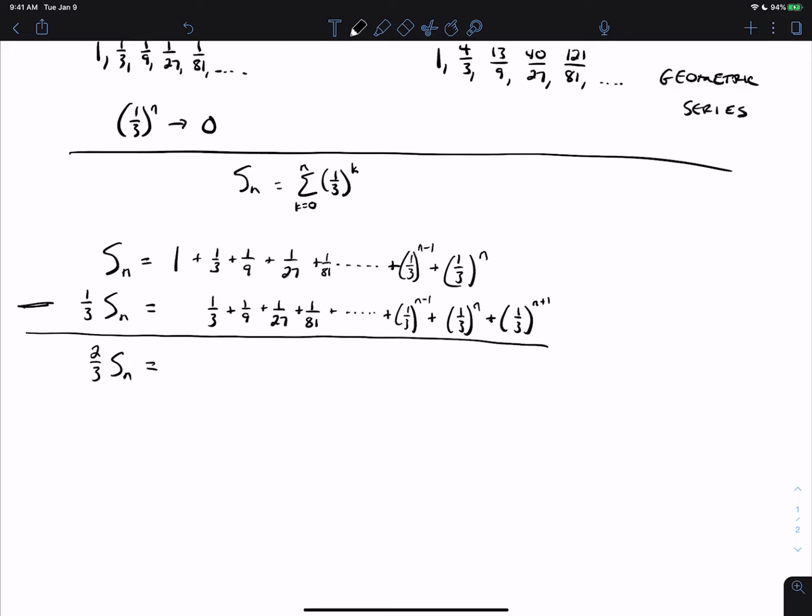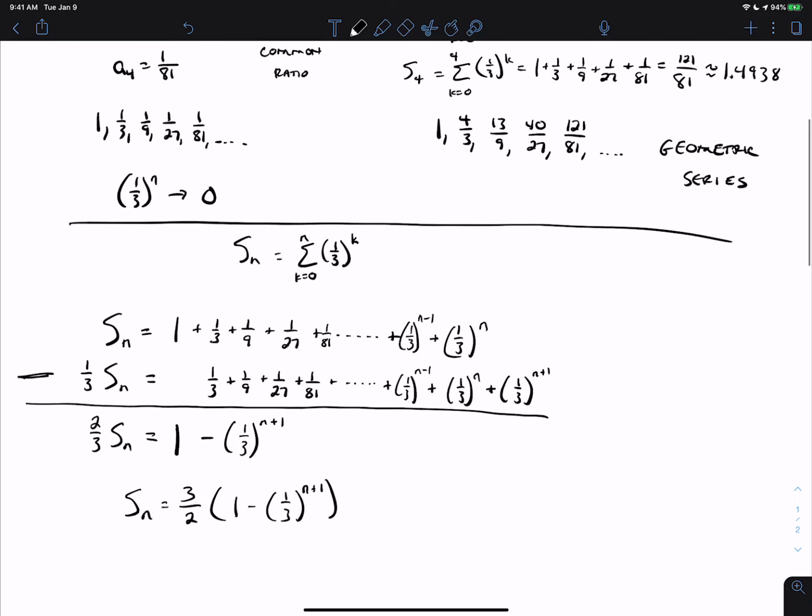When I do that on the right, everything cancels except for two terms. The 1/3, the 1/9, the 1/27, all of the middle stuff cancels. So 1 is left because it's 1 minus 0, and then minus 1/3 to the n plus 1 is left because we have nothing there, and then we subtract it on the top. The goal of all of this is to get a formula for Sn. So Sn is then 3 halves, because we multiply by the reciprocal, times 1 minus 1/3 to the n plus 1.